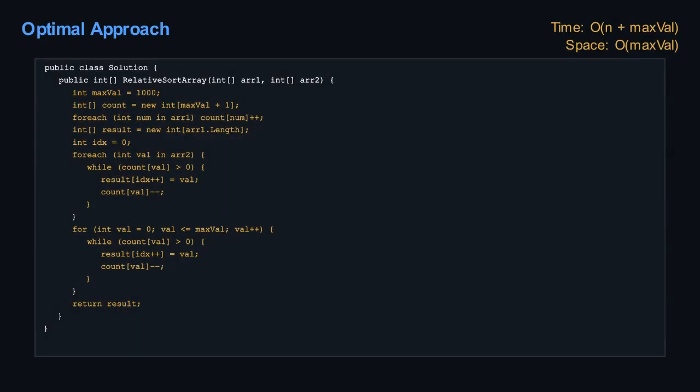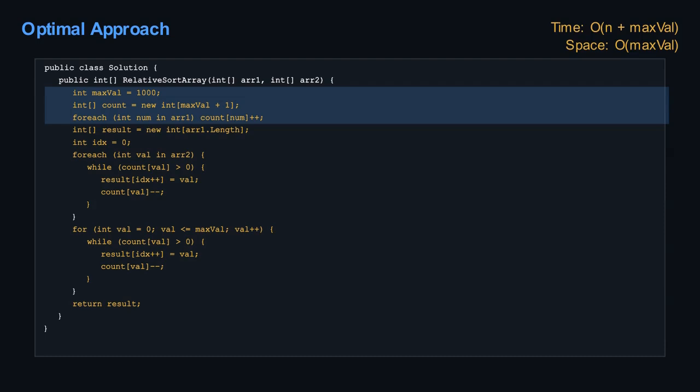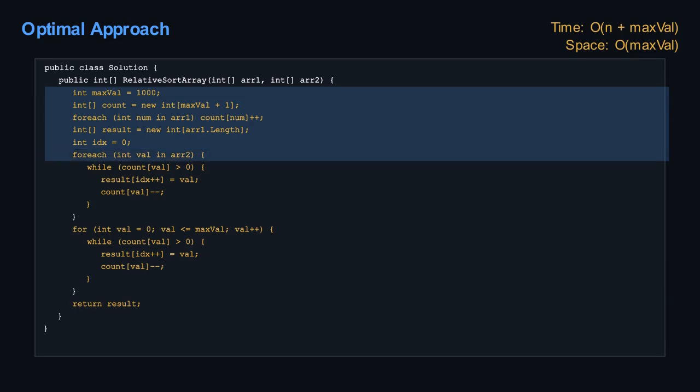The key insight here is that the numbers in R1 are constrained to a small range, typically up to 1,000. This hints at a counting sort approach. We can declare a frequency array, let's call it count, sized to accommodate the maximum possible value plus 1. We iterate through R1 once to populate this count array, storing the frequency of each number. Then we build our result array.